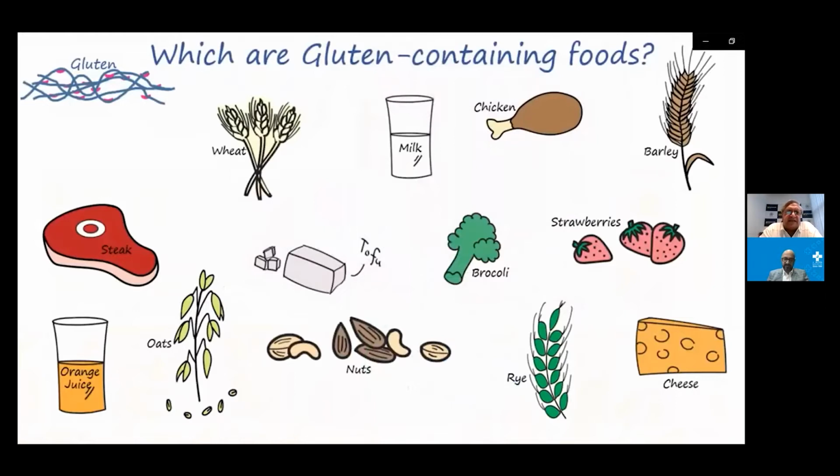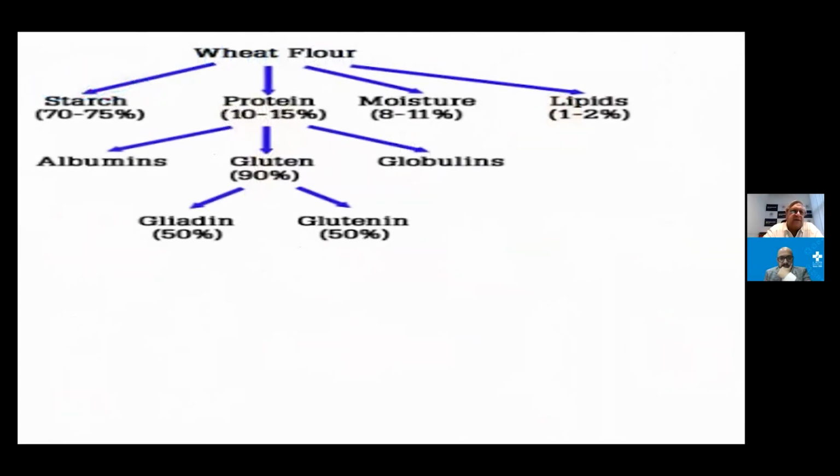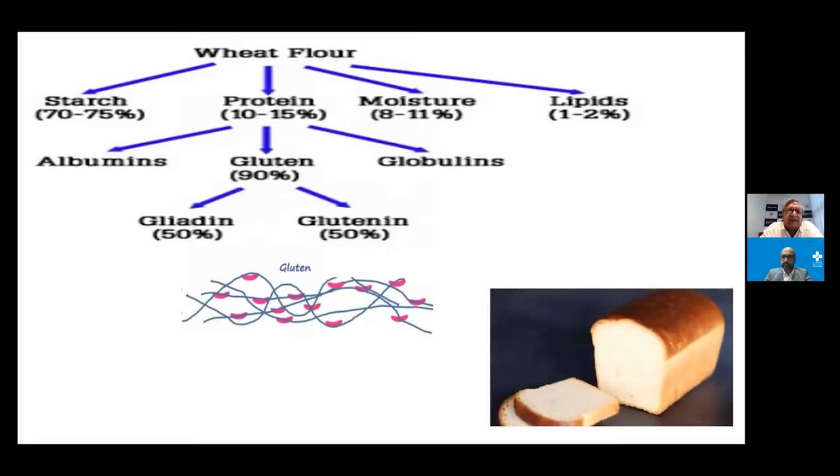Gluten, as I said, is the trigger, and it is present in three of these foods. One is wheat, the other is barley, and the third is rye. Wheat consists of starch, protein, and lipids besides moisture. In proteins, you have albumins and globulins, but along with that, you have gluten. And then gluten can be divided into gliadin and glutenin.